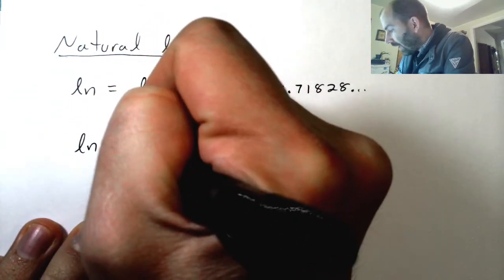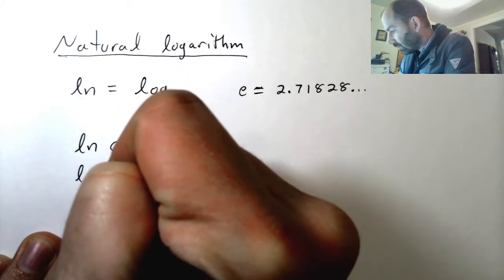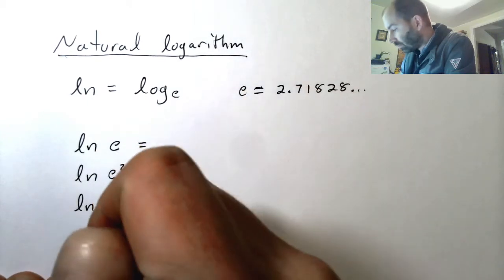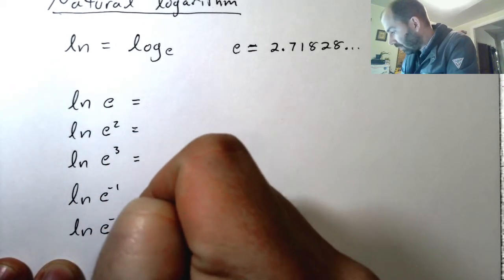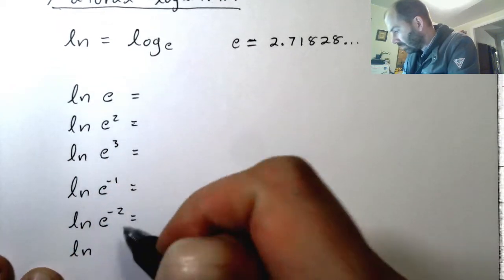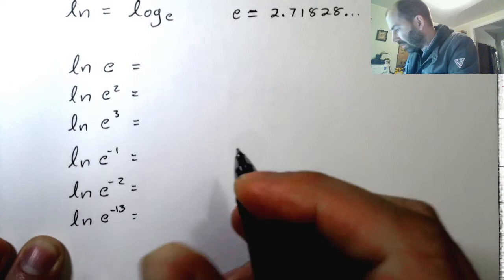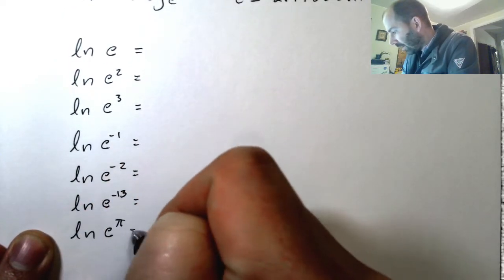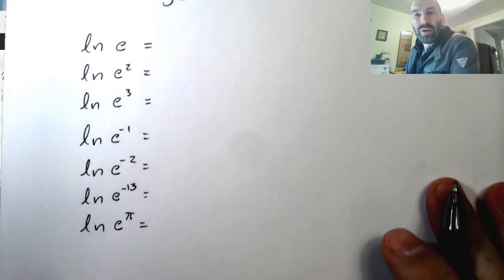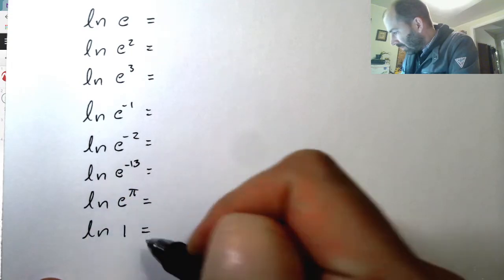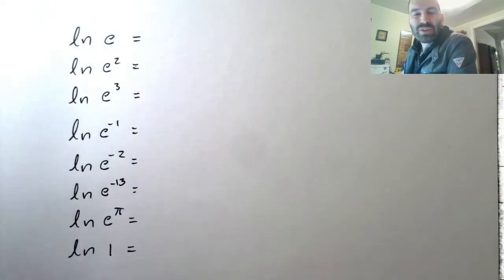So what would ln of these values be? See if you can compute some of these while I'm writing them down. Let's make that more interesting. Let's put a 13 there. Let's do another one, e to the pi. All right. Oh, let me put one more in here. Okay. Say, we can fit it on the screen. Why not?